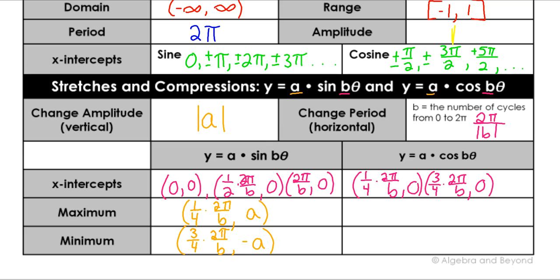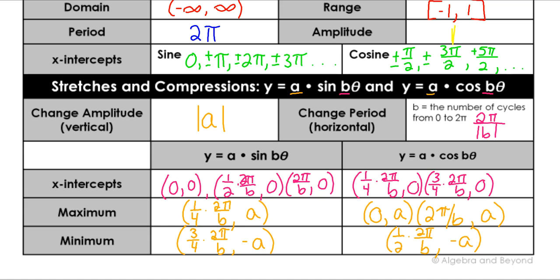All right, for cosine, remember those maxes and mins are in slightly different points than on the sine function. So for our cosine function, that max is what it starts at. So it's going to be at 0, and it's going to be as high as whatever a is. And then it happens again after a full cycle. So 2 pi over b, and then the a value again for that maximum point. So it has 2 maximum points within that one cycle or that one period. The minimum happens in between those. So that's going to be at 1/2 of 2 pi over b. And then the minimum, of course, is going to be in the negative direction of a.